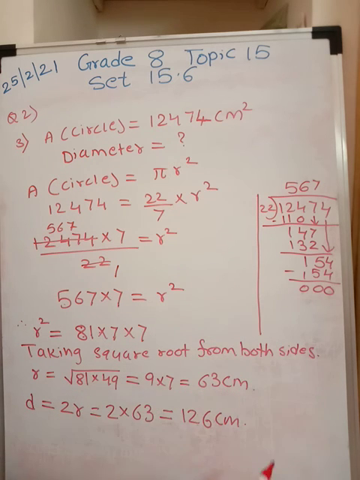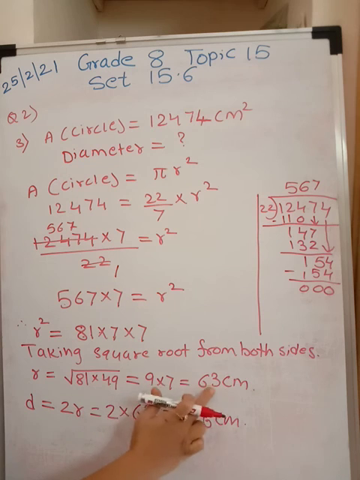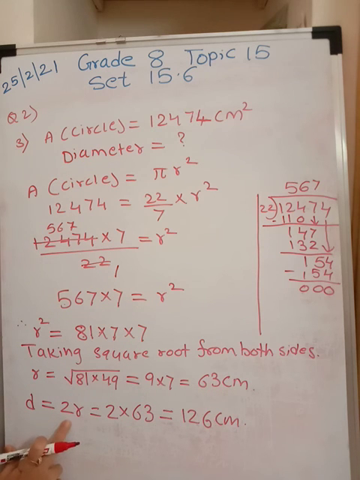So if you don't wish to find out the square root by the division method, you split this number and see that you are getting complete squares like this, so that their square roots can be taken out. Alright. So 9 into 7 is 63, but diameter is twice the radius. So twice of 63 is 126 centimeters. I hope it is clear.